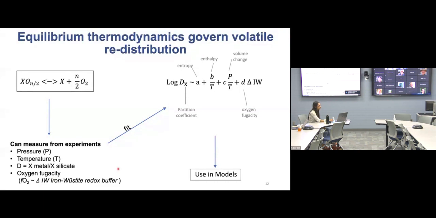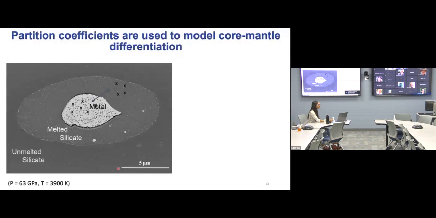So both the quantities that we reviewed are obtained by measuring the composition of experimental samples. And this is what a sample from a metal-silicate partition experiment looks like. This particular sample was obtained from a diamond anvil cell experiment, but most of the data that I will show you is actually obtained from other types of apparatus, such as piston cylinder experiments and multi-anvil presses.